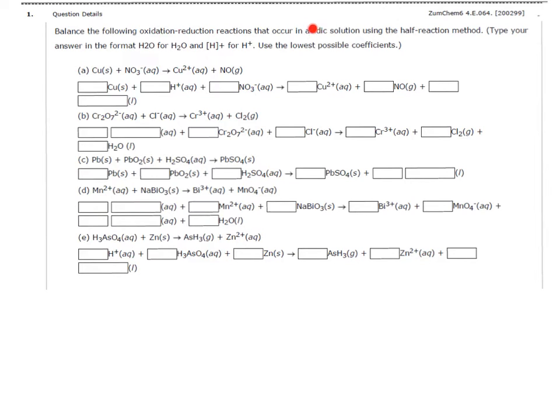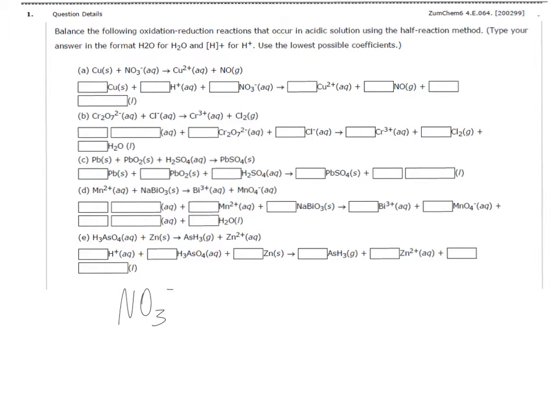Notice that in this question they tell us that we have reactions that are in acidic solution, which is really nice because we can stop once we've added the two half reactions together. So let's tackle part A. The first thing we need to do is to assign oxidation states to all of the elements in all of the compounds in that equation.